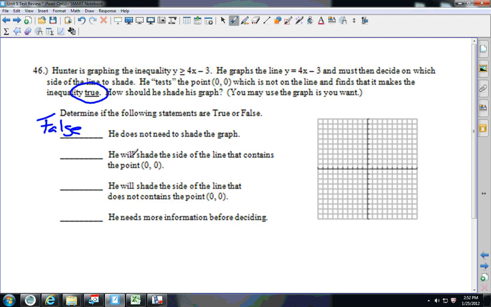The next one says you shade the side that contains 0, 0. This is true. Anytime a point makes something true, it's in the shaded area. The next one says he will shade the side of the line that does not contain 0, 0. Nope, that's the part that is not a solution. He needs more information. That is false as well.